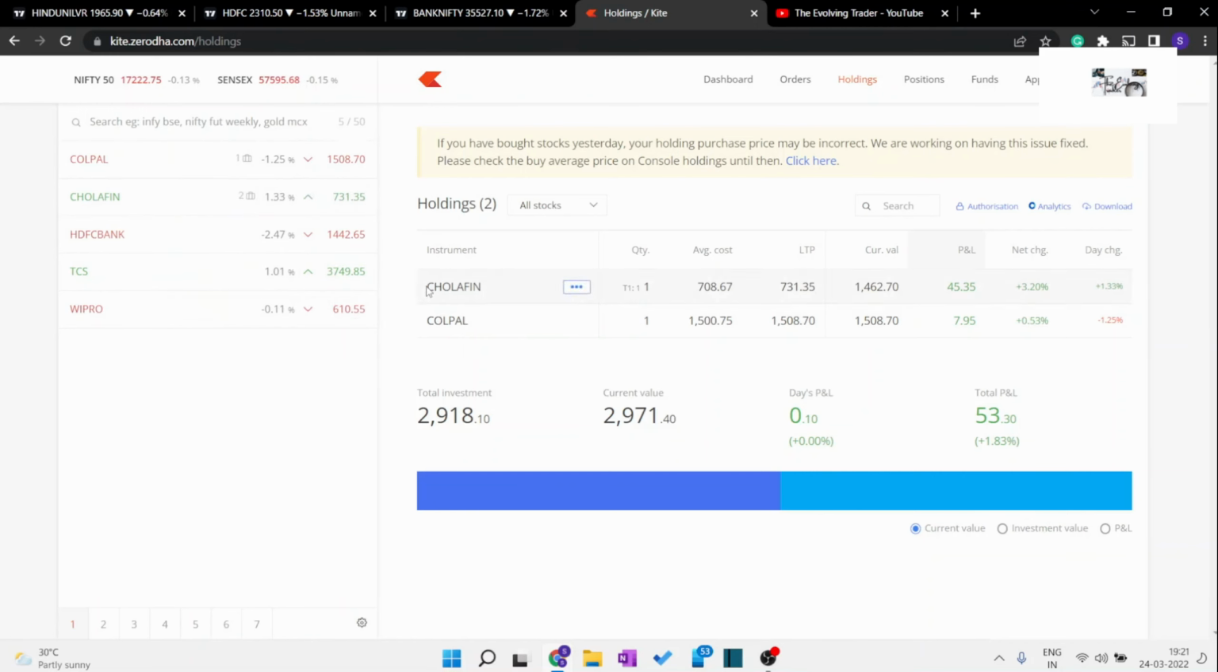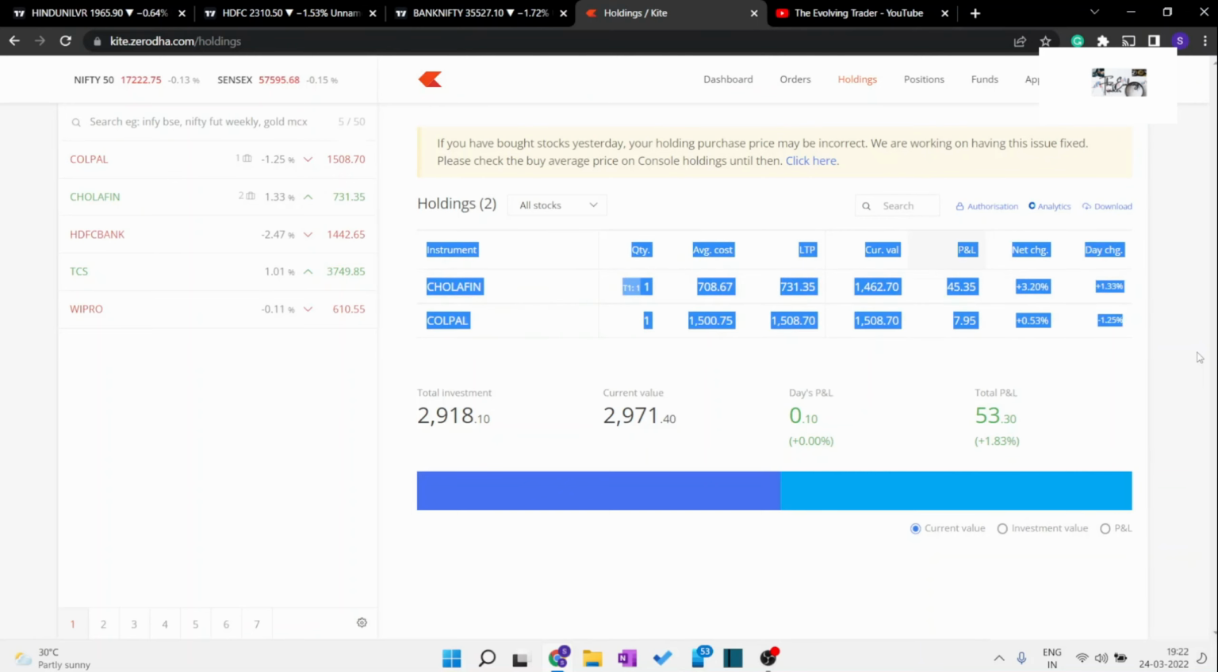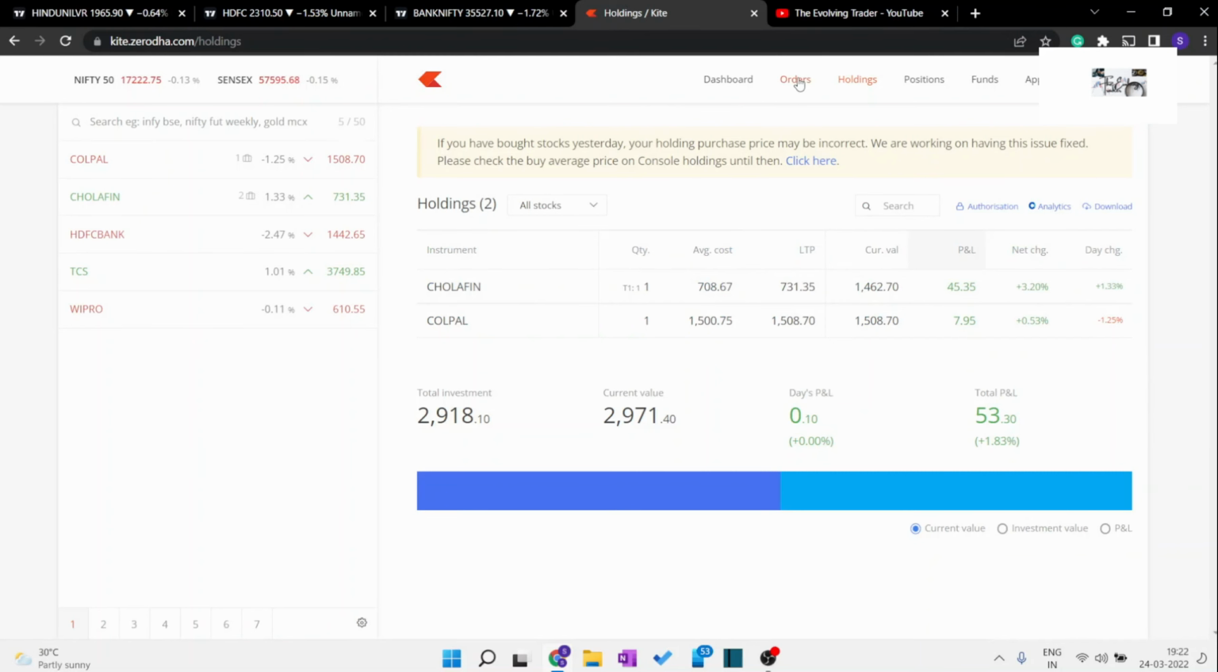As you all know, I entered half quantity on first confirmation and it came for a retest. I entered another half quantity after all of the confirmations, which I got. Now my average cost is 708.67, and you can see I'm in a 3% profit on Chola Finance, and in rupees 45 rupees, and 3% is good. So it's going well. It was shared with you in the video.